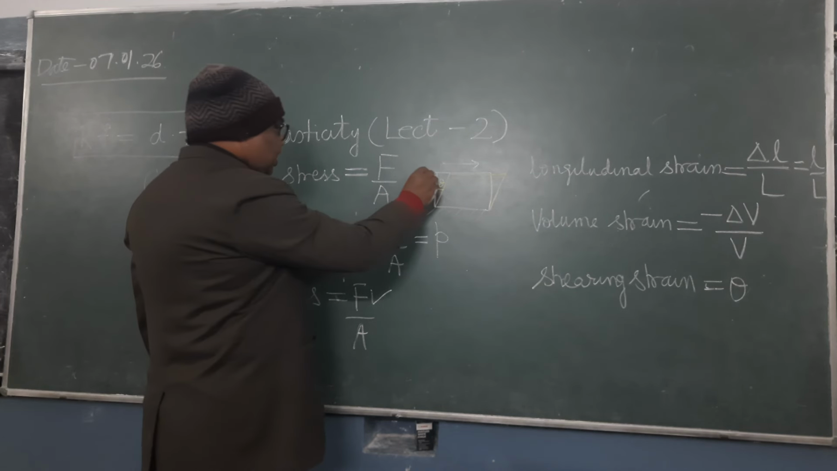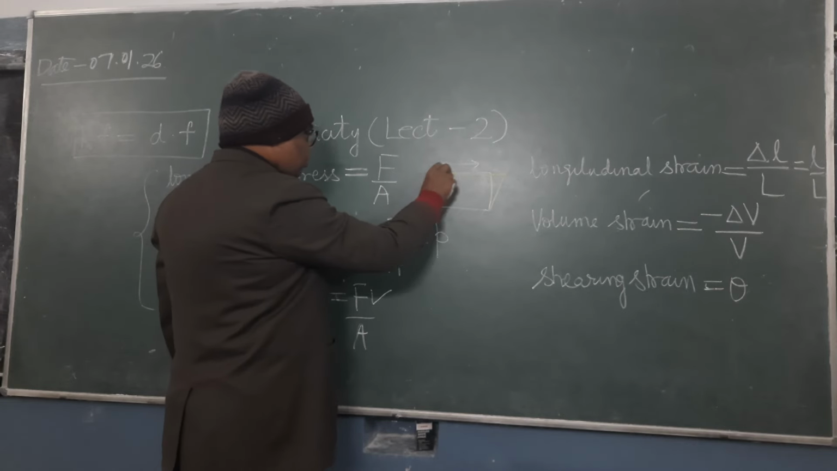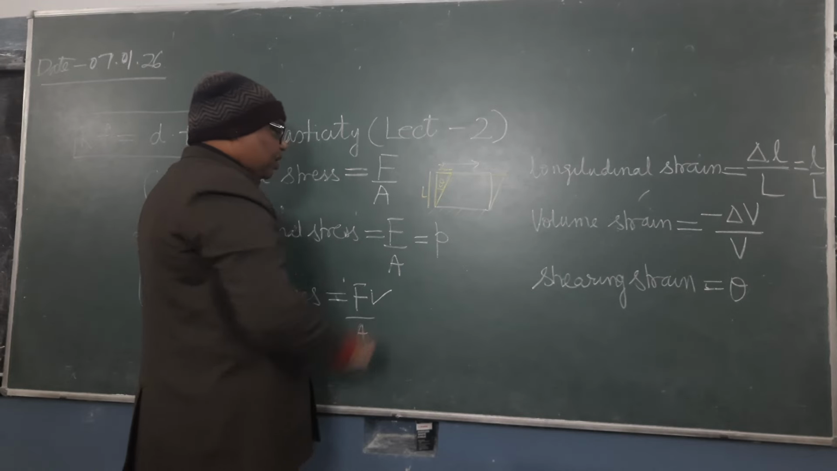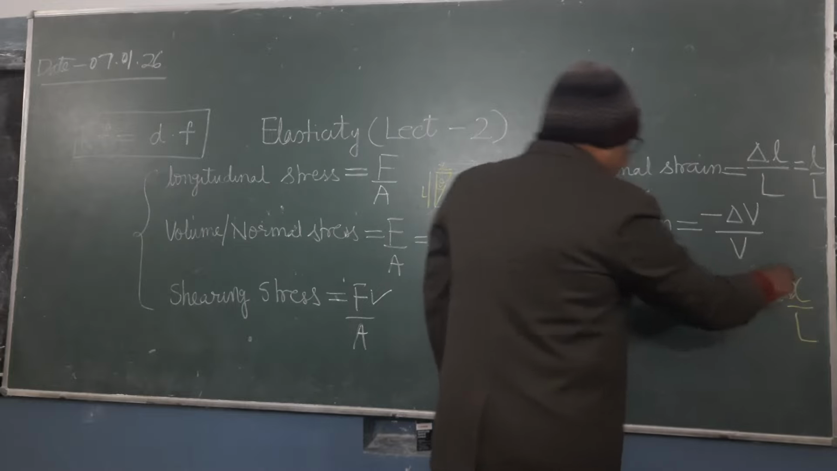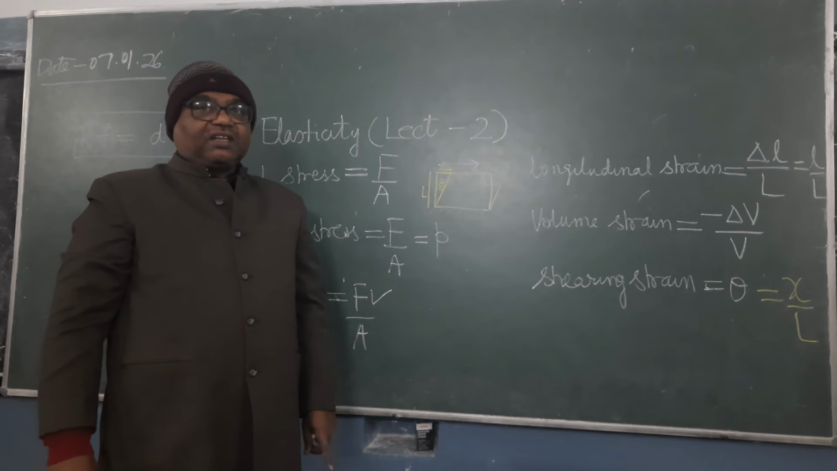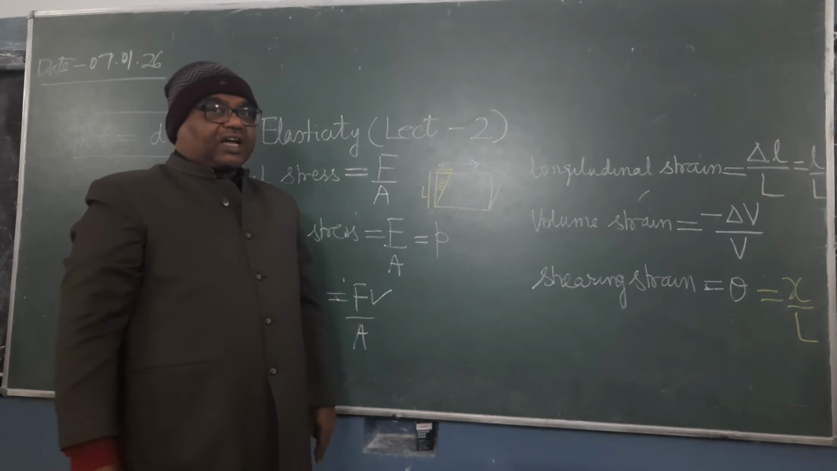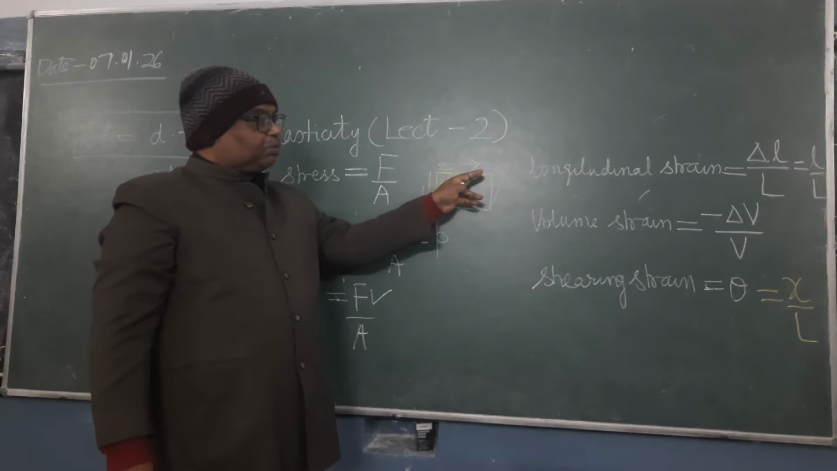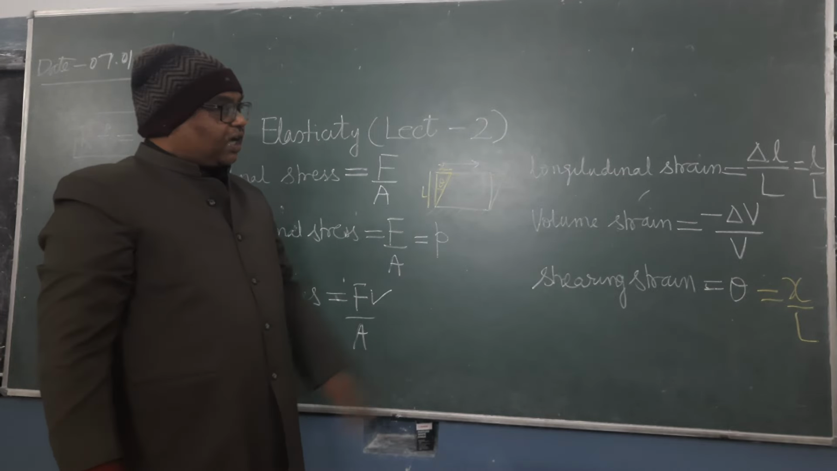And if you use this triangle, then tan theta will be equal to what? It will be equal to this length upon this. This is x and this is capital L. So it will be x upon capital L. What is x? It is the displacement of the upper surface, the movable surface, in the direction of force. What is capital L? It is the perpendicular distance between the movable surface and the fixed surface. It's clear? So up to here I have explained.